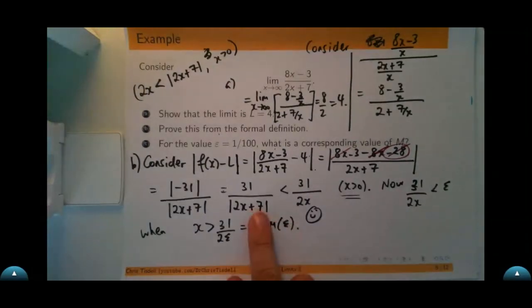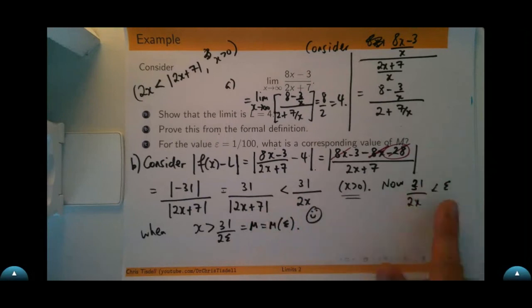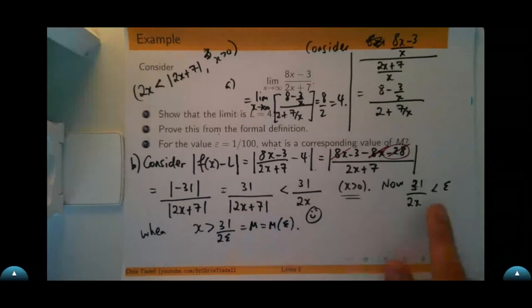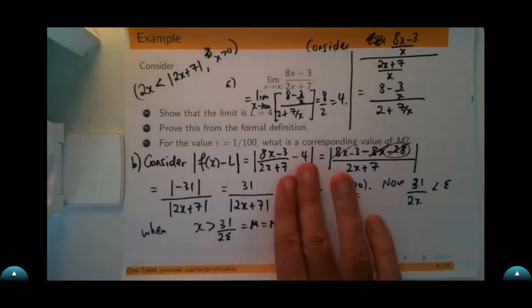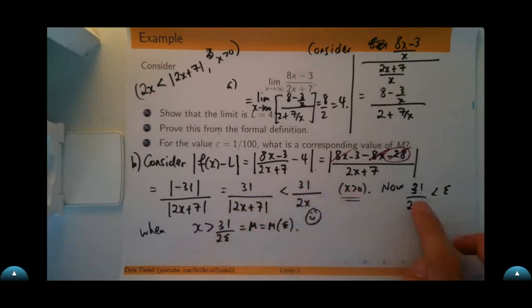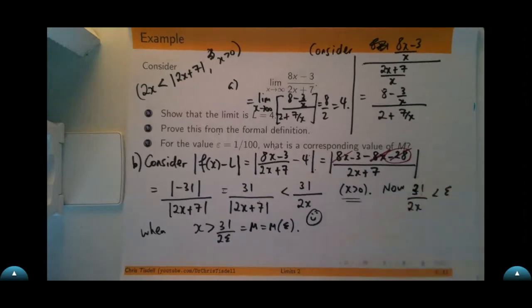Forrest, you don't need to eliminate the 7. I've just done it because it's easy. This is easier to solve than 2x plus 7 in there. I've just done it because it's easier. You don't have to. You could stop there and go, well, let's manage away the absolute value signs and solve 31 on 2x plus 7 is less than epsilon. But this is actually even simpler.